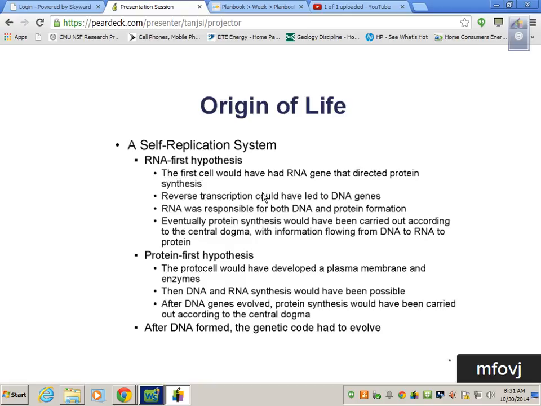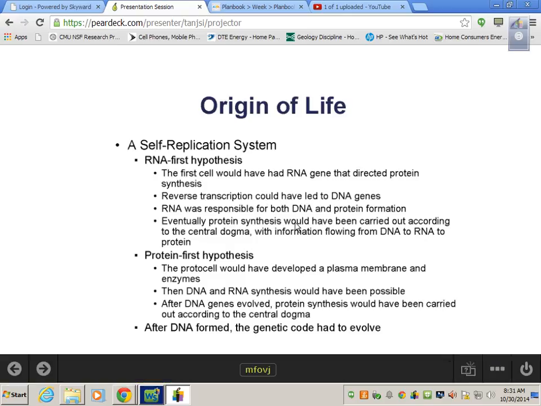And eventually, protein synthesis would have been carried out according to the central dogma. And the central dogma of biology, you guys, is this. We copy DNA onto RNA. RNA wiggles through, goes out to assemble amino acids and make a protein or a polypeptide. You guys, that is the central dogma of biology, okay? That whole process that I just drill into your head over and over again is what this entire study is based around.